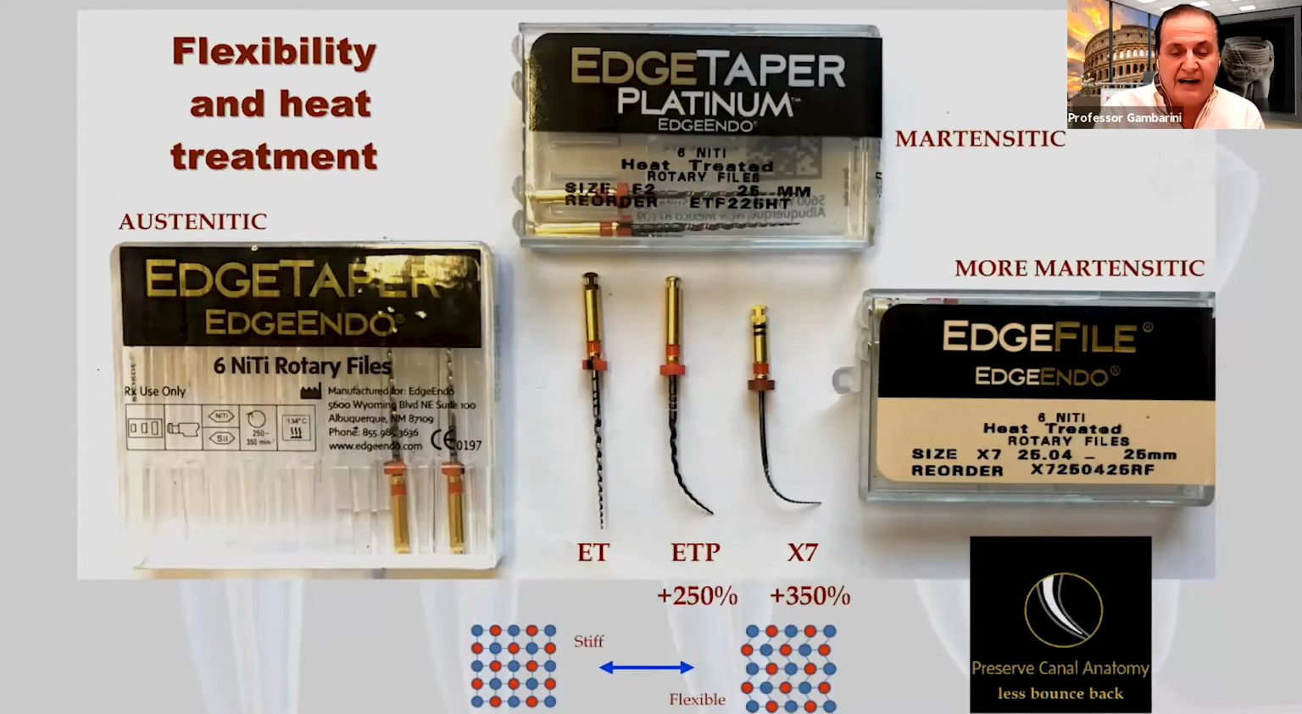So now what we have on the market, we may have a traditional NiTi system, which are, for example, the Edge Taper. We may have slightly martensitic, more flexible heat-treated file, which are the Edge Taper Platinum, with a significant increase in instrument flexibility. And also we may have a more martensitic file, like the X7, which are way more flexible than the other. And they can be pre-bent quite nicely and easily. So we have 3 new categories of nickel titanium instrument. And also we have to learn how to use them and when to use them. And we have to know what's the difference between one and the other.